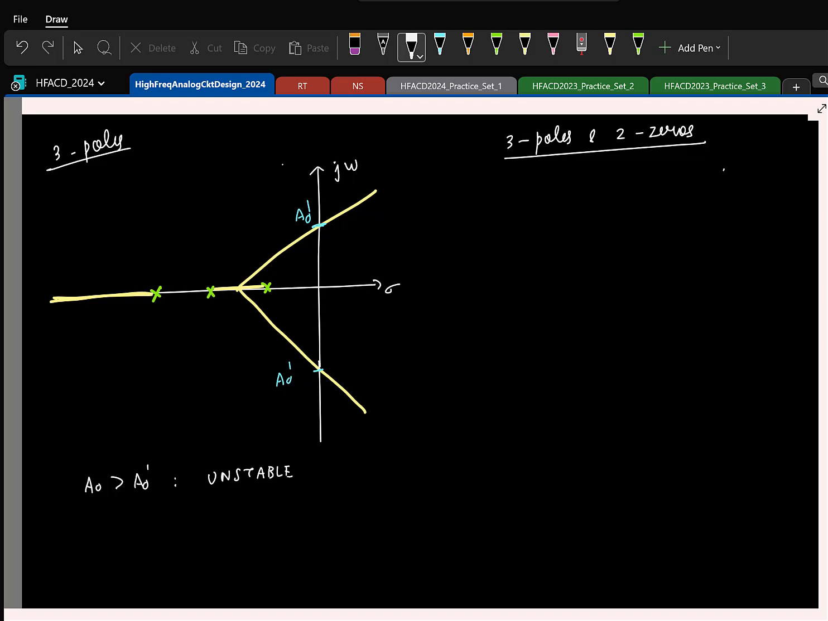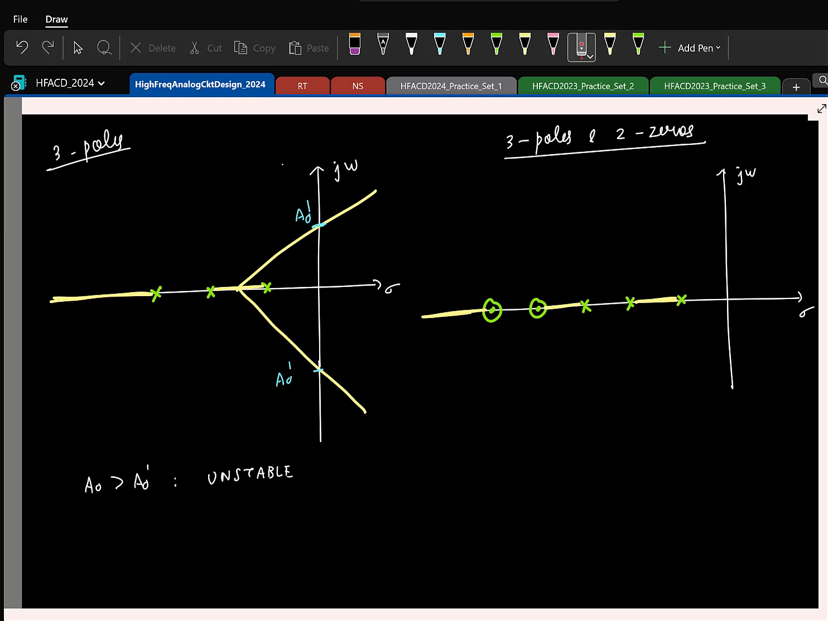So let me now take the last case. One, two, three. Now we have 3 poles and 2 zeros, which means 2 of the poles will terminate at these 2 zeros and one will go to infinity, right? So again, if you sketch the real axis portion, you will have something here. Fine, correct, right?